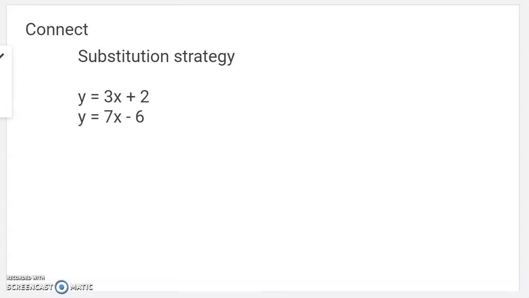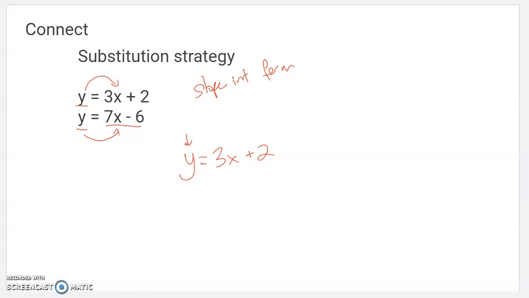Yesterday I taught you the substitution strategy. Substitution strategy worked like this. We took, in this case, both equations in slope-intercept form. And that was handy because we could say, okay, if y equals this and y equals this, I can take one of my equations and replace y, or substitute for y, something that's equal to it, like that. Literally replace it or substitute 7x minus 6 in its place.